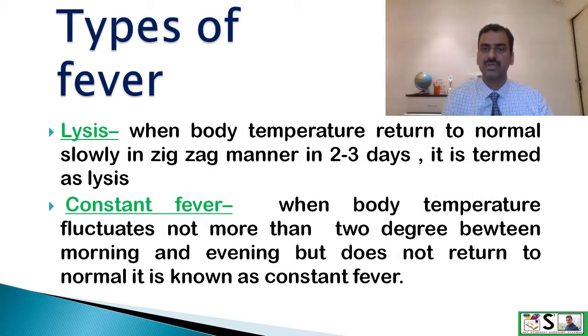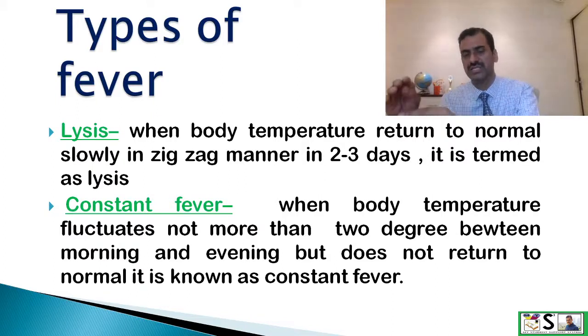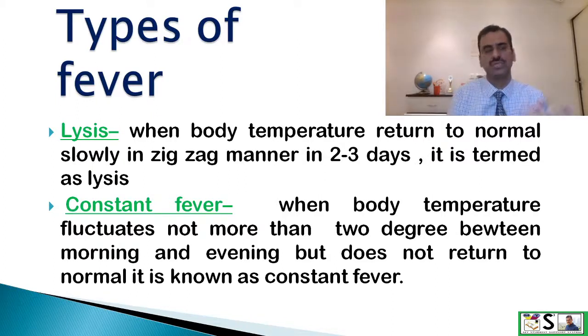Lysis. When the body temperature returns to normal slowly in a zigzag manner, meaning sometimes it is low, then high, then low, then high, and then finally in 2 to 3 days it subsides and becomes normal, then it is known as lysis. Constant fever. When the body temperature fluctuates not more than 2 degrees Fahrenheit between morning and evening time, but it does not return to normal, then it is known as constant fever.